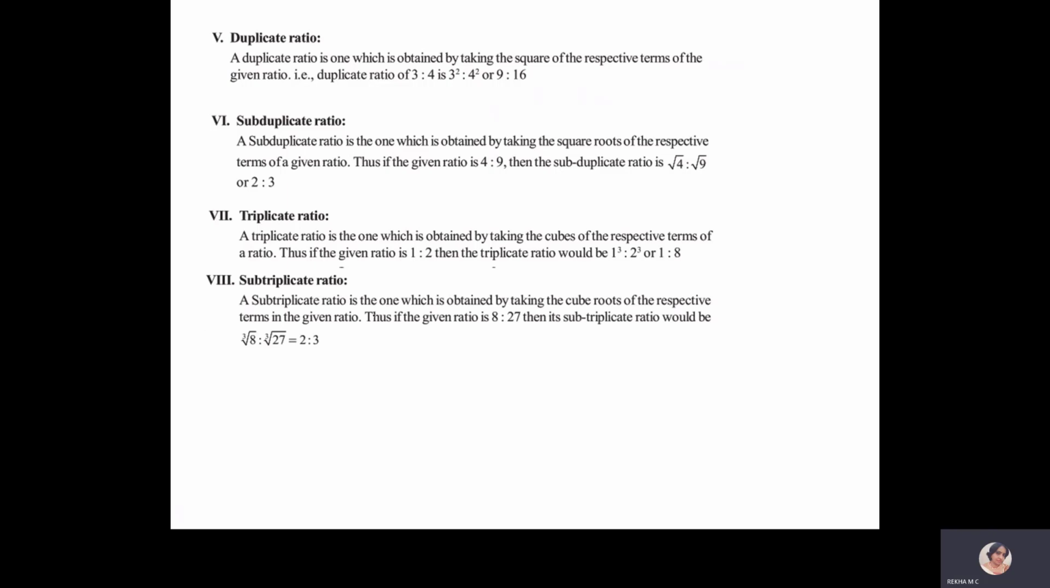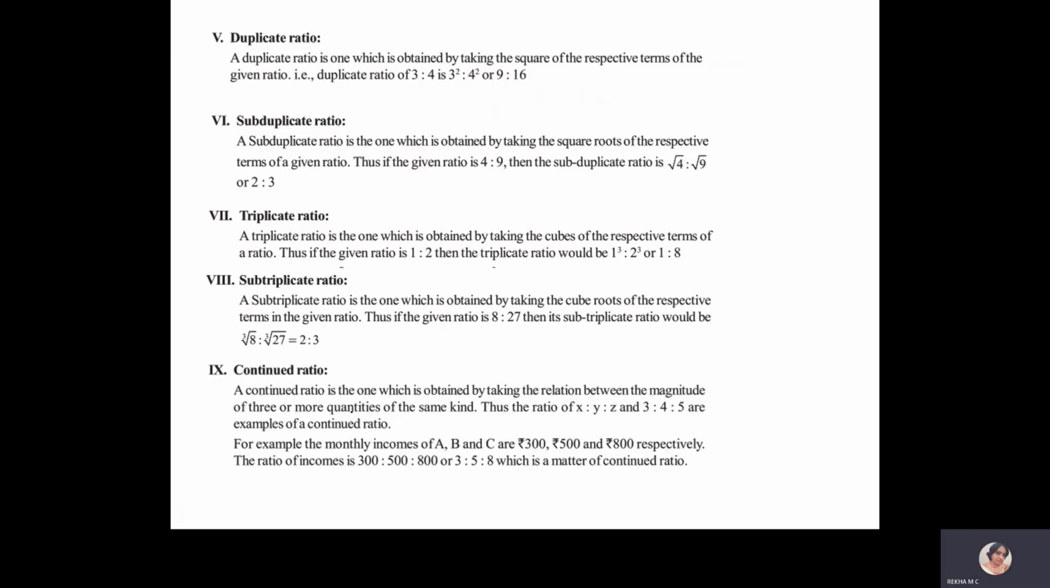Subtriplicate ratio. A subtriplicate ratio is the one which is obtained by taking the cube roots of the respective terms in the given ratio. Thus, if the given ratio is 8 is to 27, then its subtriplicate ratio would be cube root of 8 is to cube root of 27, that is 2 is to 3. Continued ratio. A continued ratio is the one which is obtained by taking the relation between the magnitudes of 3 or more quantities of the same kind.